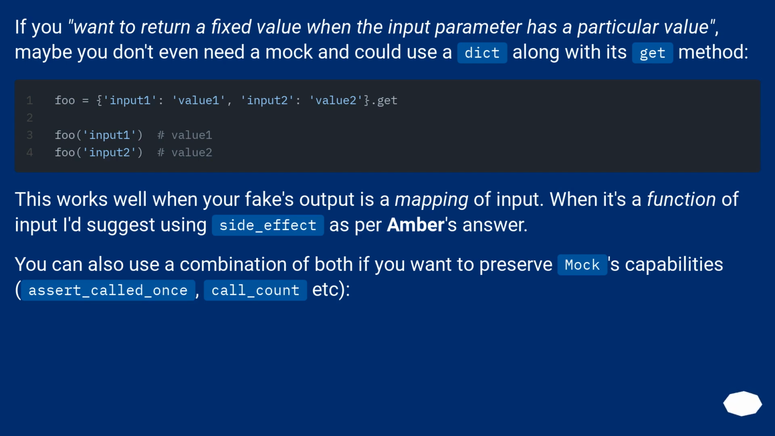This works well when your fixed output is a mapping of input. When it's a function of input, I'd suggest using side_effect as per Amber's answer. You can also use a combination of both if you want to preserve mock's capabilities, assert_called_once, call_count, etc.